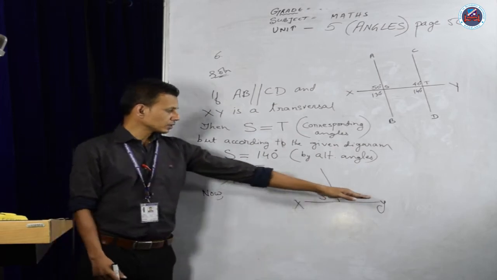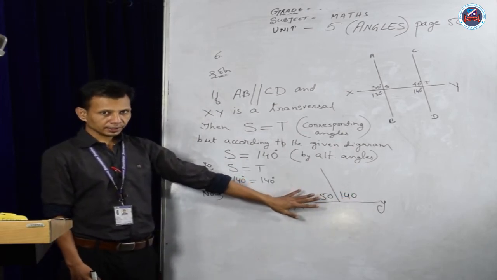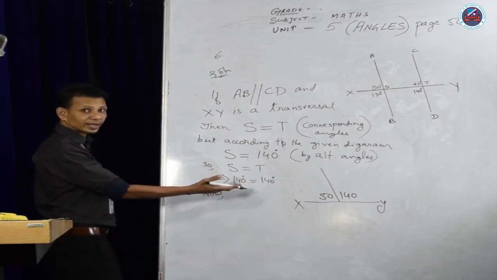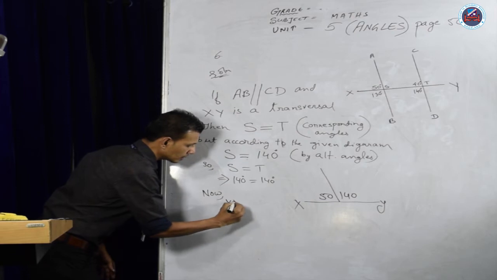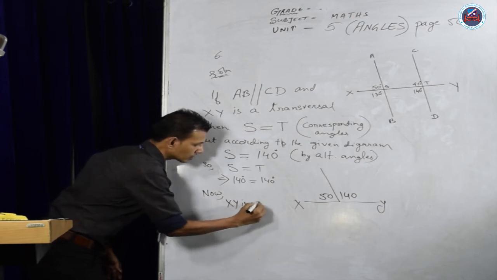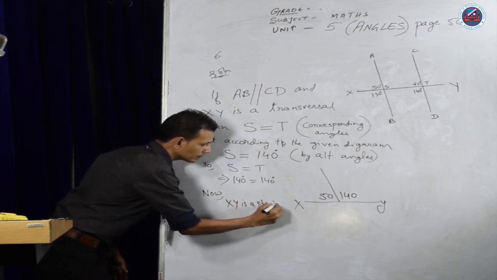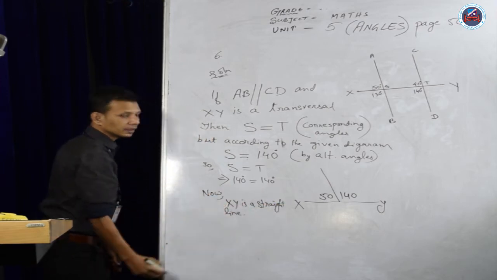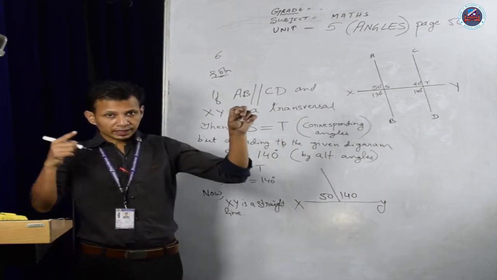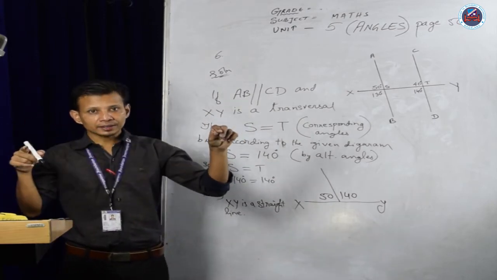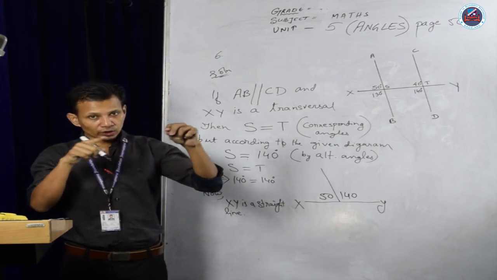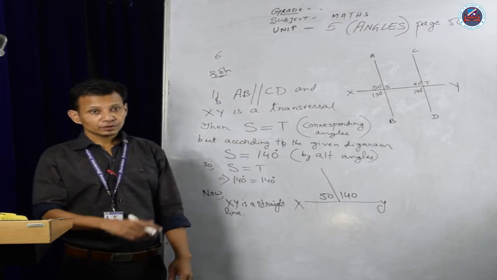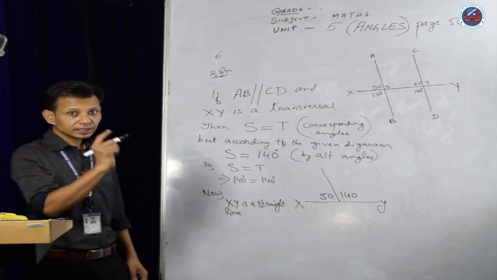Now what is the name of XY? There is no parallel line here. XY is just a straight line. You know that? The angles formed on a straight line, if you add up all of them, will wind up as 180 degrees, right?